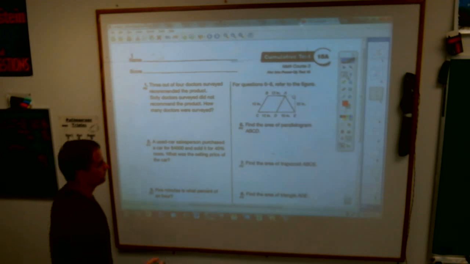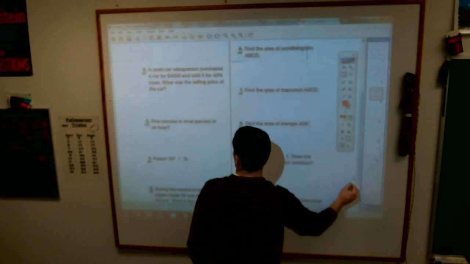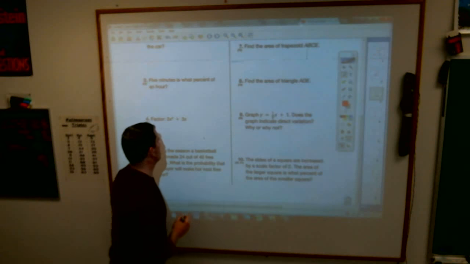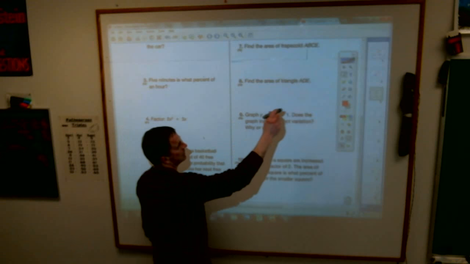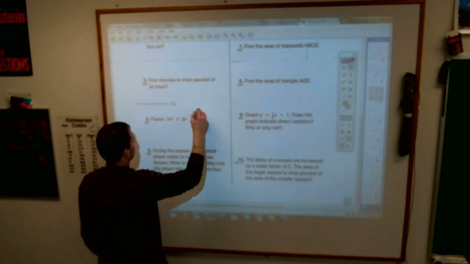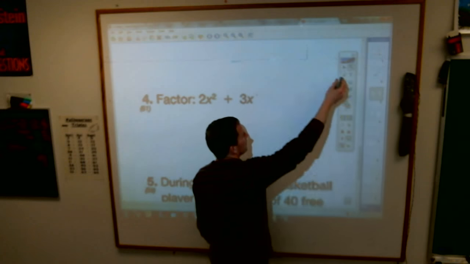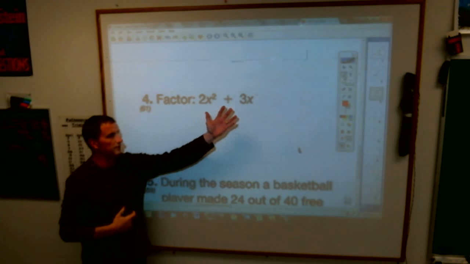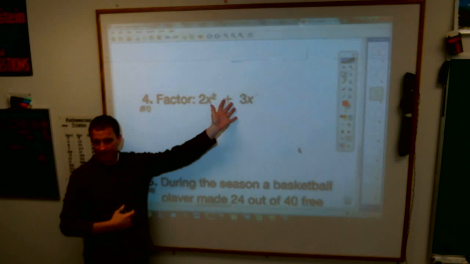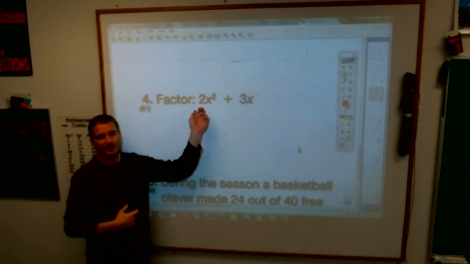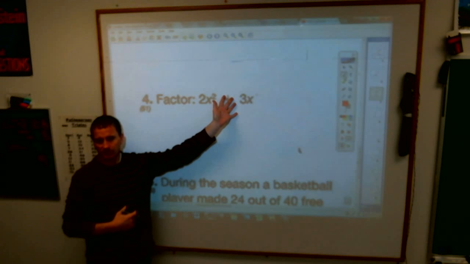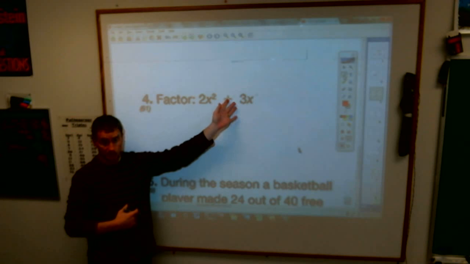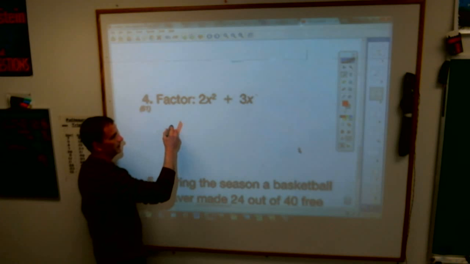Problem number 4. Once again, it seems we struggle with these greatly. If you look at this, factor 2x squared plus 3x, you are trying to do reverse distributive property. What do both of these terms have in common? Number-wise, they don't have anything, because you can't take anything out of both 2 and 3. There's no common factors there. But here you have an x squared and an x. What do they both have? They both have an x.